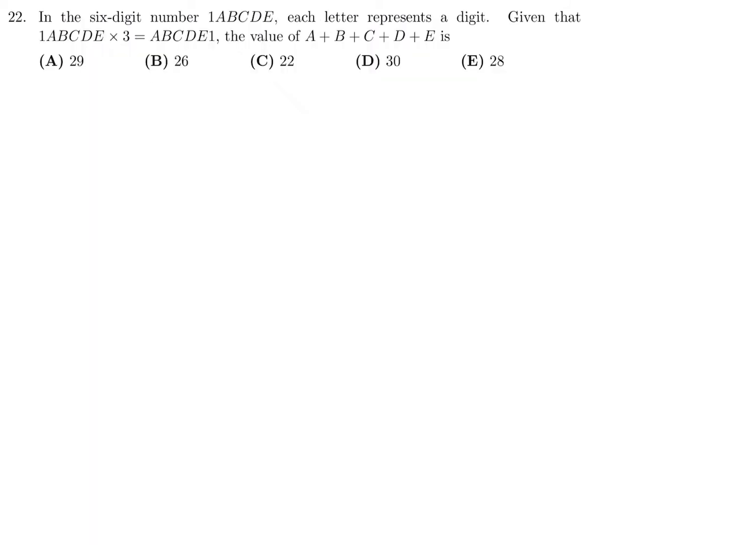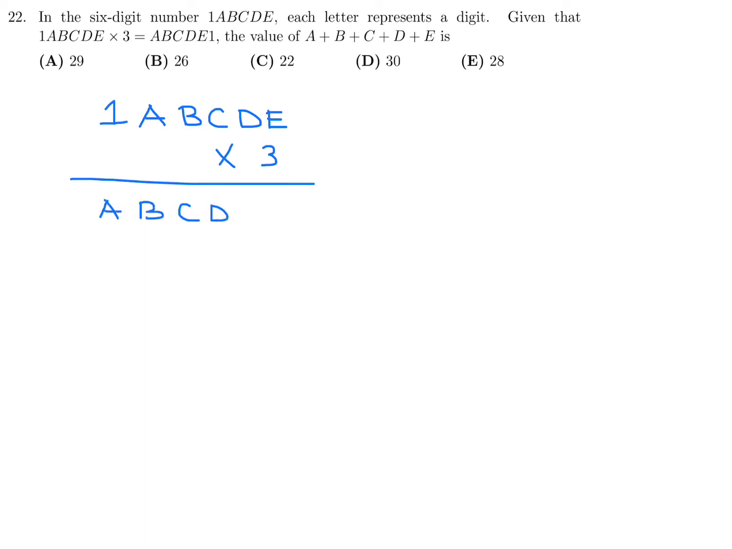If the 6-digit number 1ABCDE, each letter represents a digit. Given that 1ABCDE times 3 is equal to ABCDE1, the value of A plus B plus C plus D is. We have to fiddle around with this, and let's see what happens. So, in the standard way that you first learned multiplication, ABCDE1.